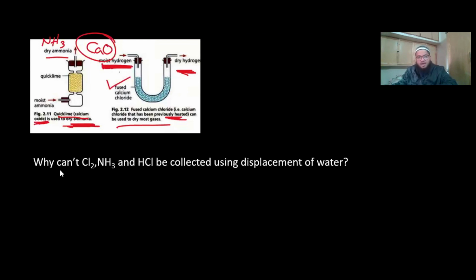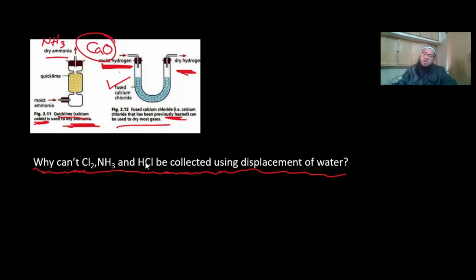Okay. And now here's a quick recap question over here. Why can't chlorine, ammonia, and HCl be collected using displacement of water? Remember in the previous video, we did the different methods of collection of gases. So why can't these three gases be collected using displacement of water? And the answer to that is, I won't tell you. Okay, I'll tell you. But before you listen to my answer, I would really suggest you come up with your own answer and then compare.